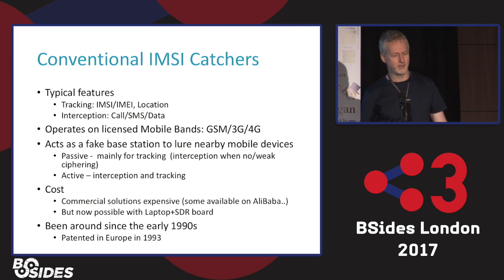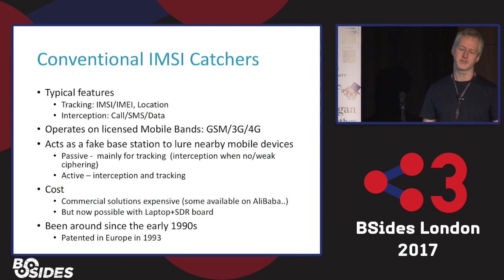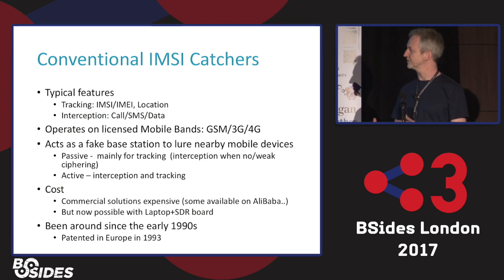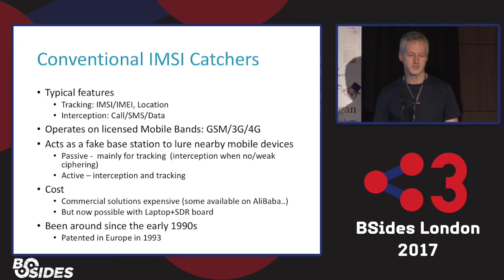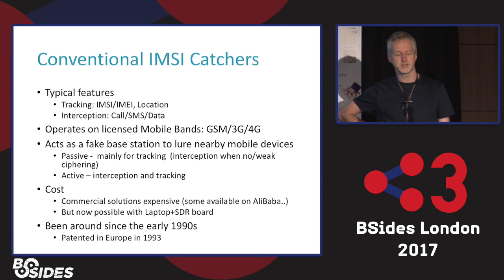They operate on the mobile bands, though, so GSM, 3G, 4G, so sort of 900 megahertz, 1800 megahertz. These are licensed spectrum. So essentially how they work is they pop up as a fake base station of high power, which then lures the mobile devices to attach to it. You can have a passive mode where you just track devices, but typically they're active, where they'll intercept calls and track the devices.